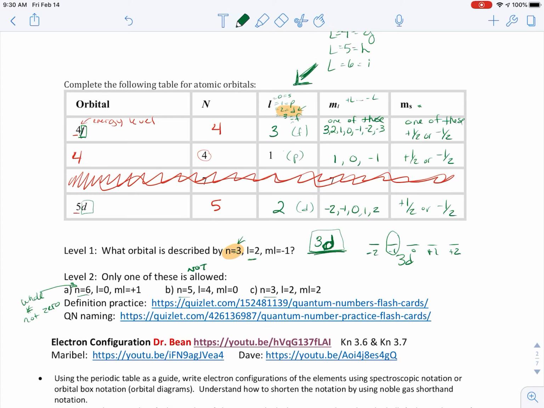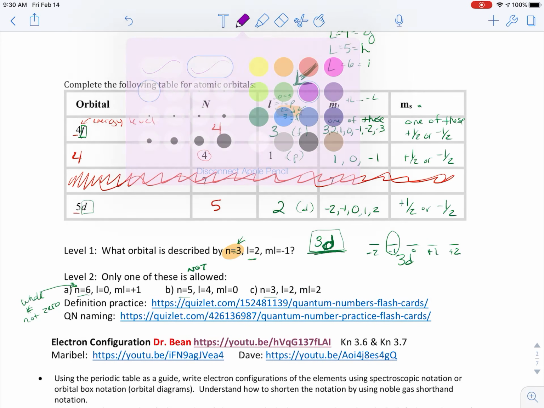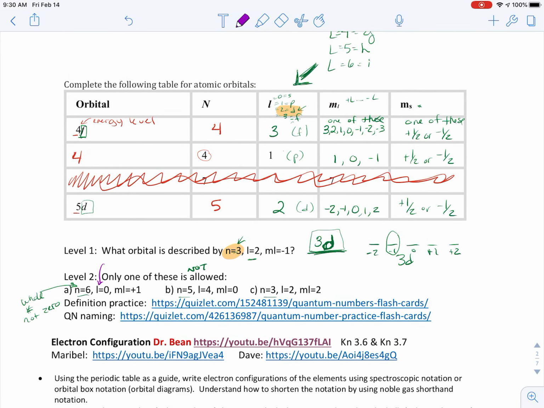Then the second thing with your L's is you just need to make sure your L is a positive whole number less than your N. This is okay. He's less than 6. This guy's okay. He's less than 6. And this is okay. He's less than 3. I meant to say that this guy is less than 5 and that this guy is less than 3.